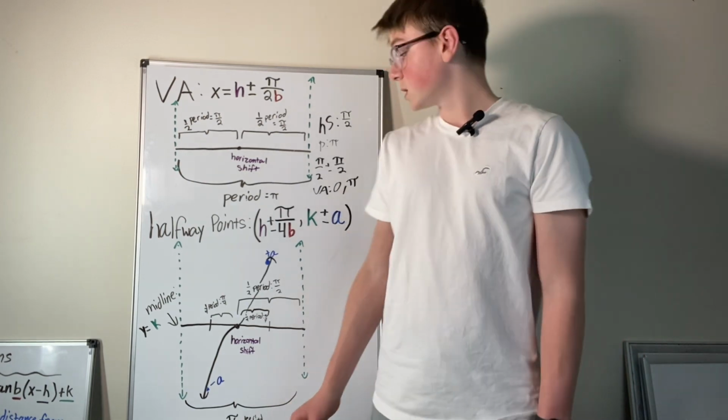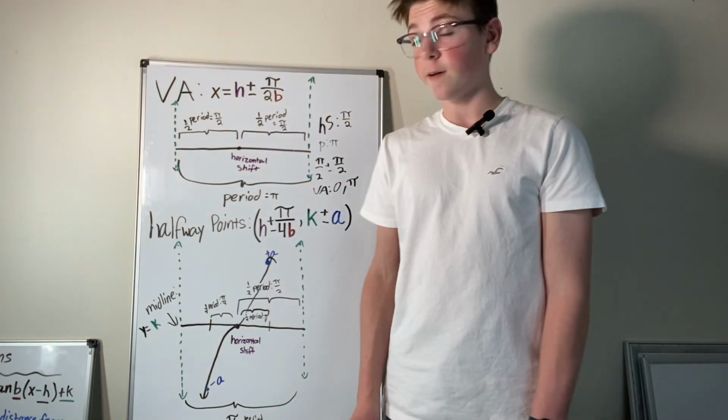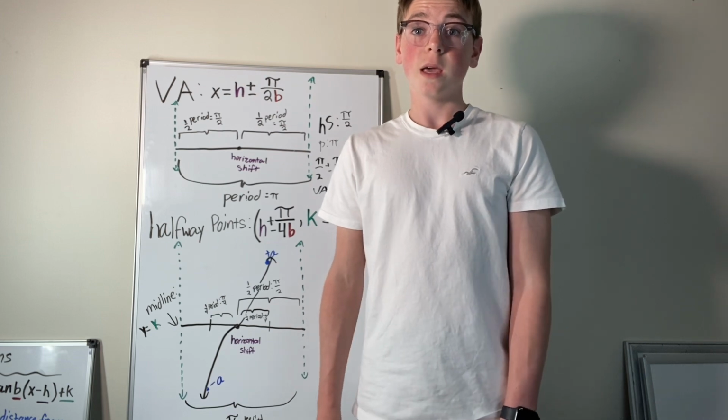I hope this was helpful in explaining how to find vertical asymptotes and halfway points in a tangent function.